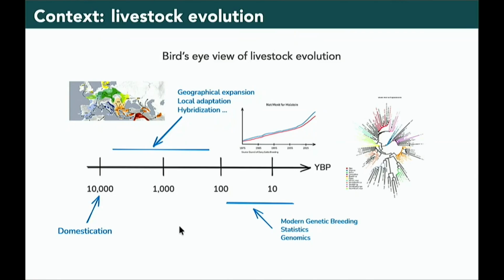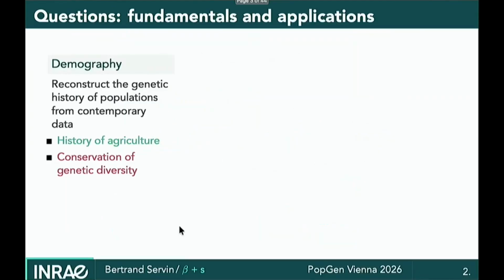So what we do is we have this contemporary data on all these different breeds, not always all of them, and we try to figure out what happened in the past. The questions we ask contribute both to fundamental questions and to applied questions and projects. In terms of demography, we want to reconstruct the history and the genetic history of these populations from contemporary data.